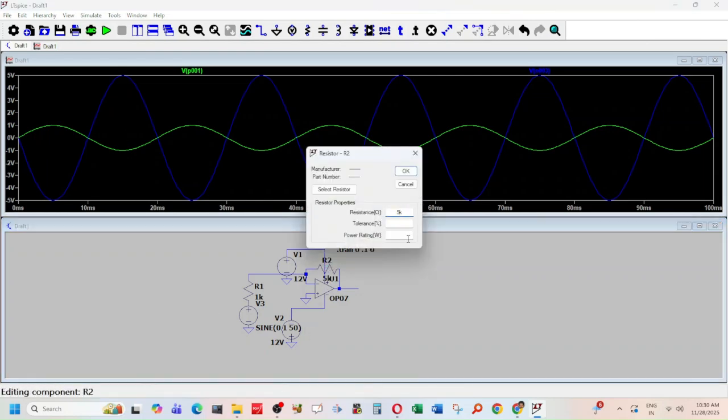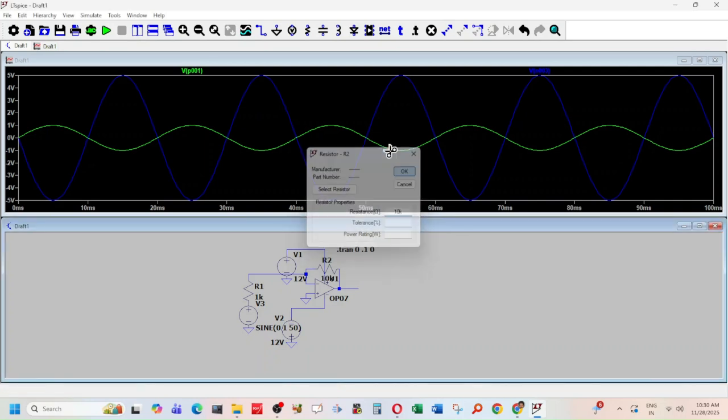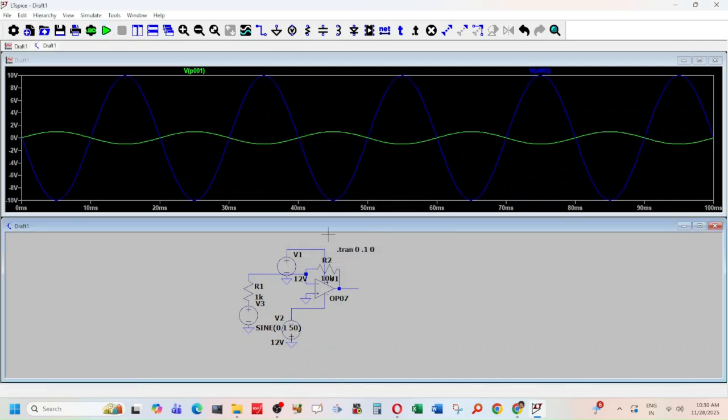We can change the feedback resistance value and observe the change in amplification. In this video we performed both DC and AC signal amplification using an op-amp.